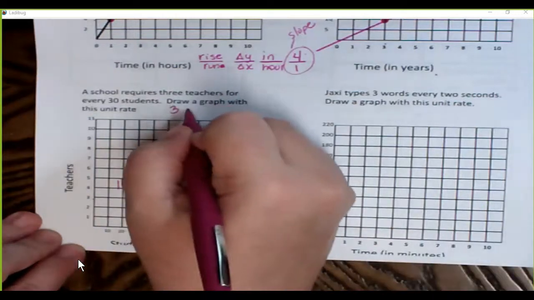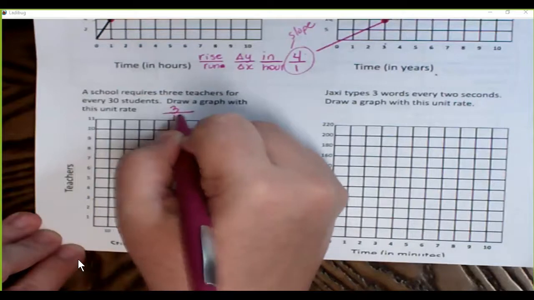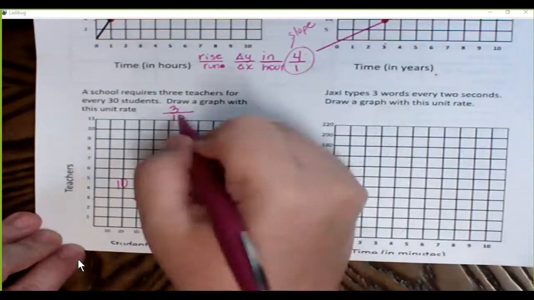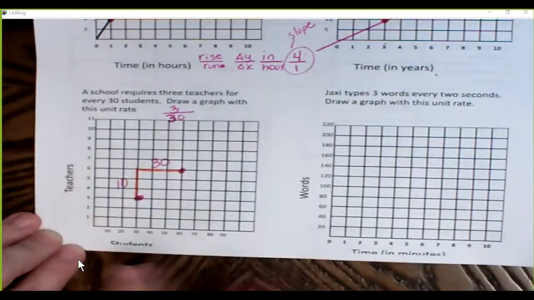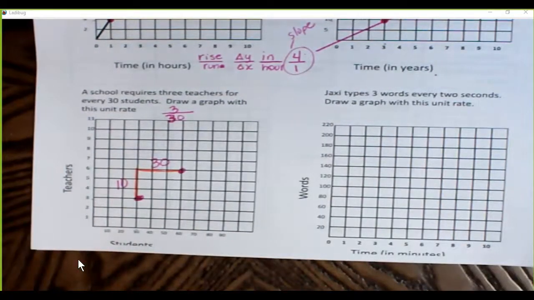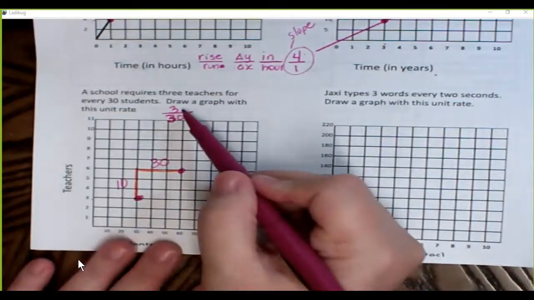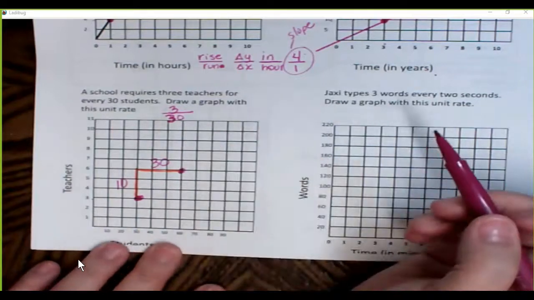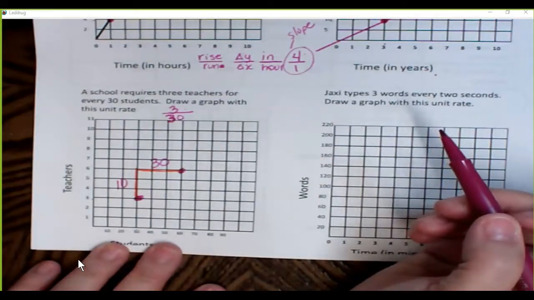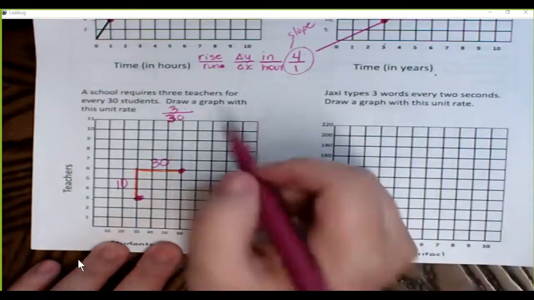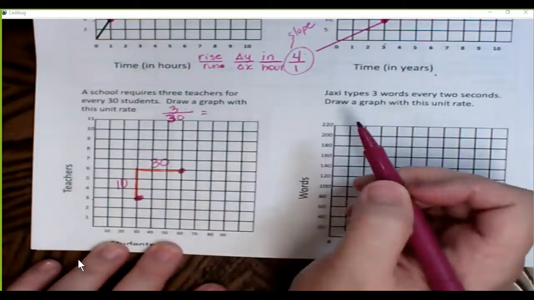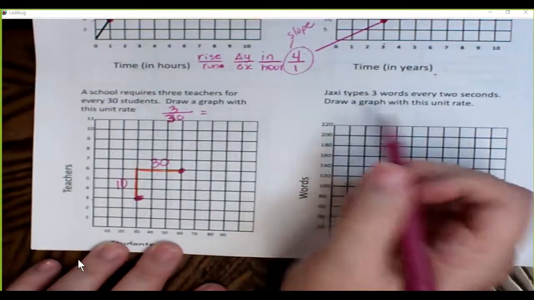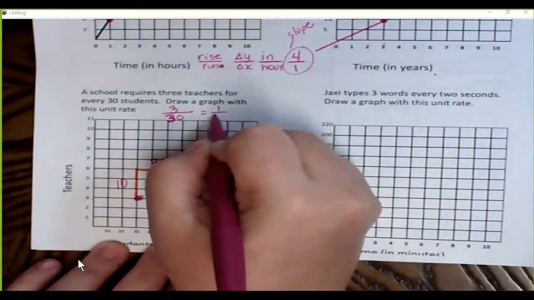3 teachers for every 30 students. It's counting by tens down here. Thank you. 3 teachers for every 30 students. That is my slope, 3 over 30. Could I simplify this? Can I simplify this? What is it? Okay, bring it to me. 1 over 10.